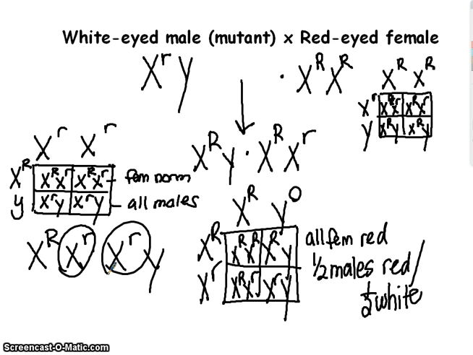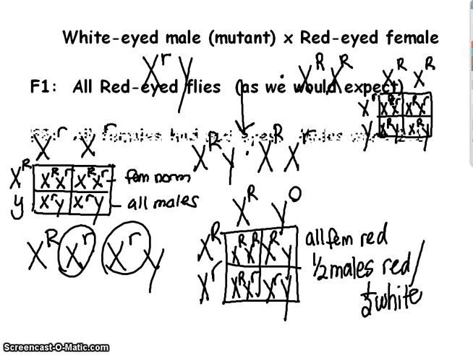But if the mom has it, all her sons are going to get it. Let's say she was little r, and he was big R. What would happen? So none of the daughters can have it because they're all going to get a good X from their dad. But the sons are only going to get the Y from their dad, so every son is going to have it because they're going to get the bad X from their mom. So sex-linked traits are passed from mother to son.